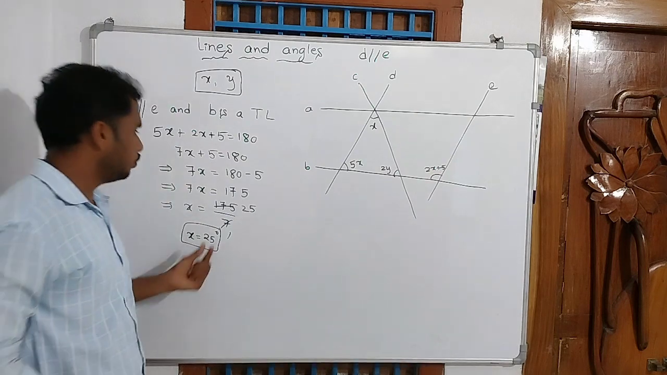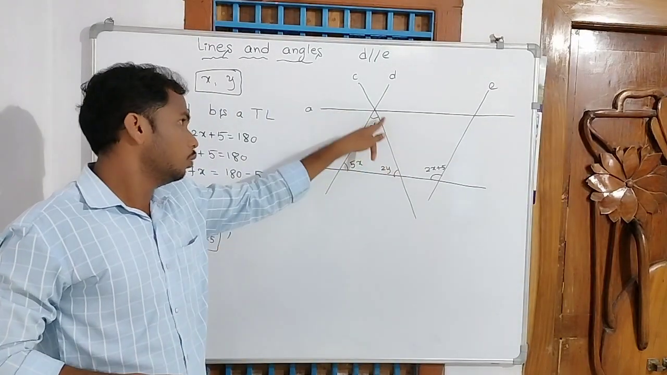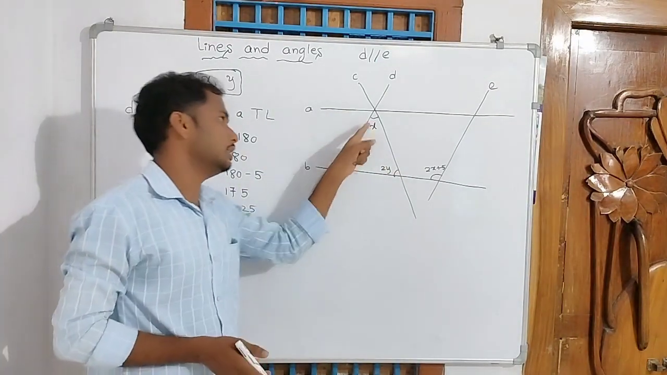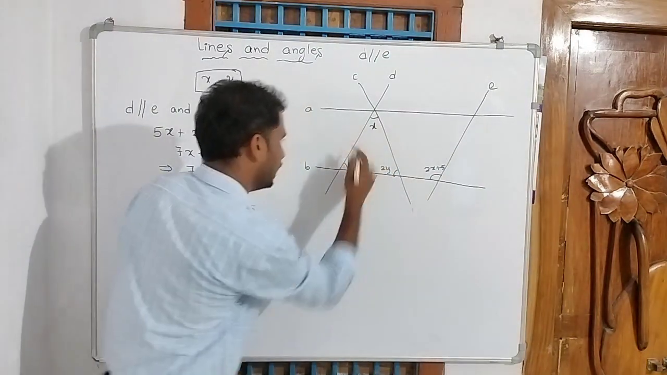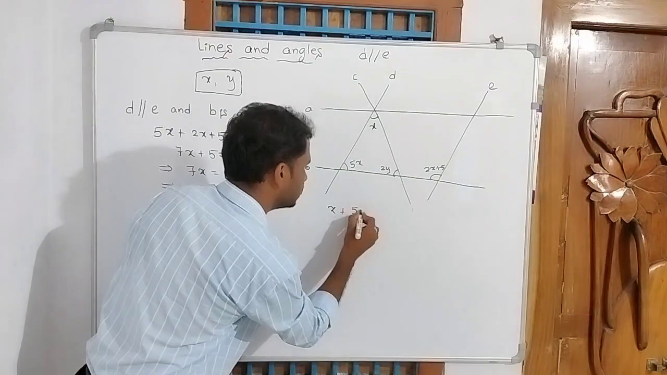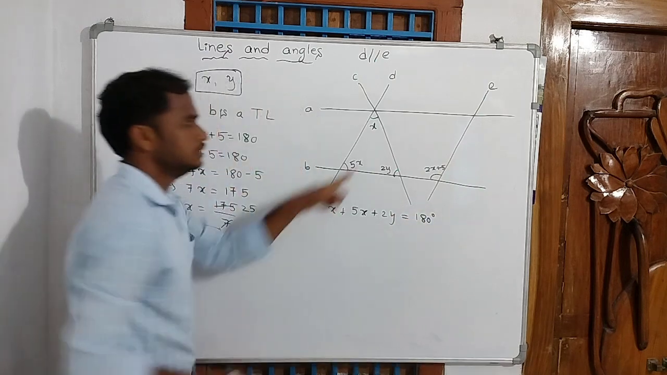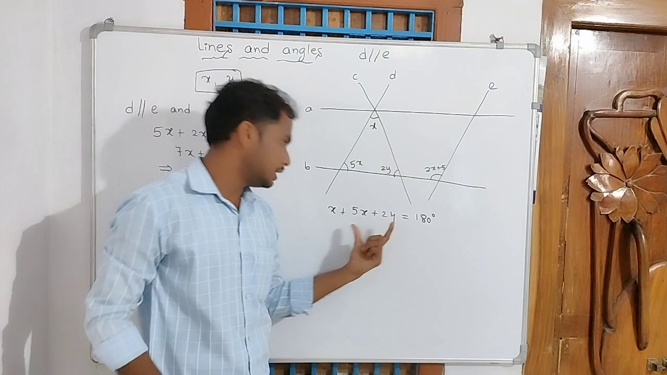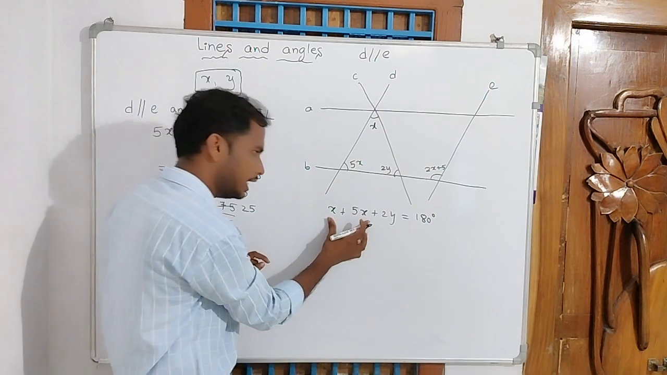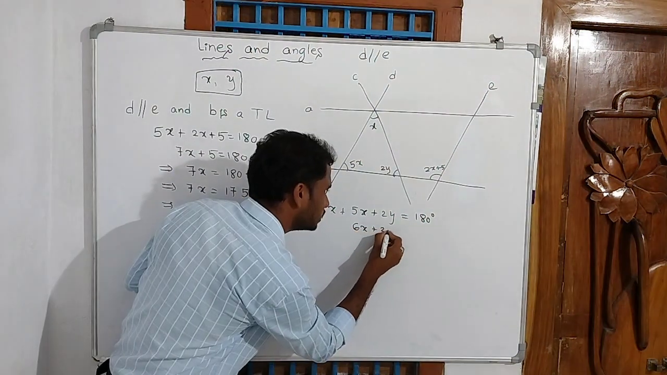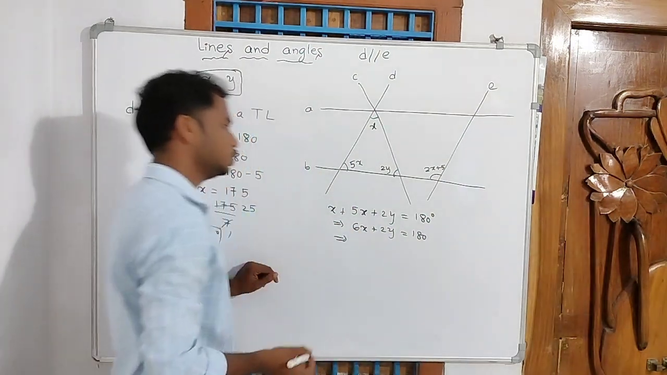And how to find y? Here one triangle is formed. We know the sum of three angles in a triangle is 180 degrees. Then angle x plus 5x plus 2y is equal to 180 degrees because this is a triangle. We can add these two: 6x plus 2y is equal to 180.